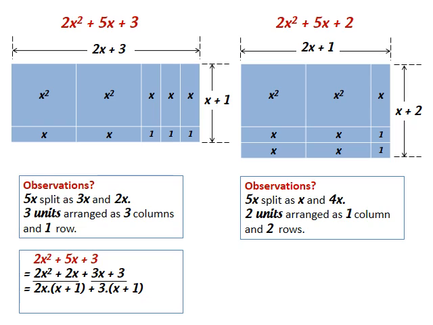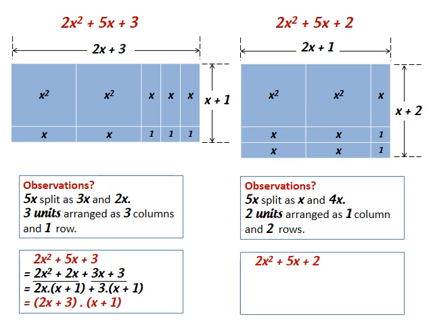And then we have 2x of x plus 1 plus 3 of x plus 1, which gives us (2x plus 3) of (x plus 1). What about the second expression?